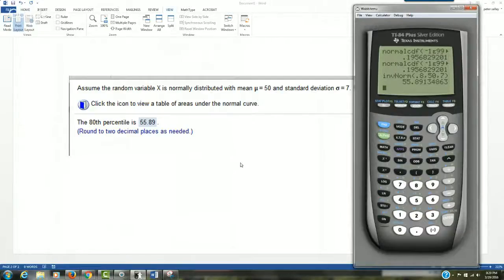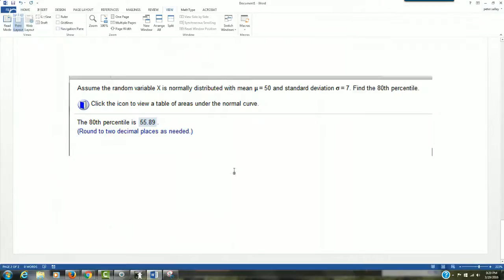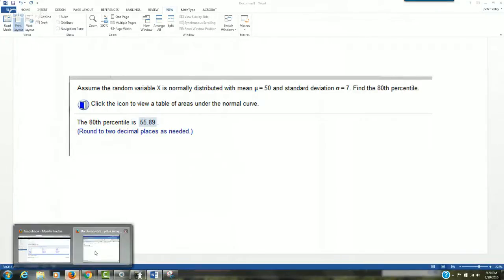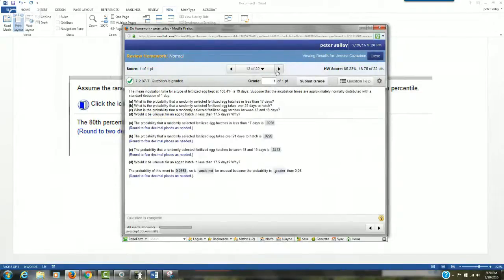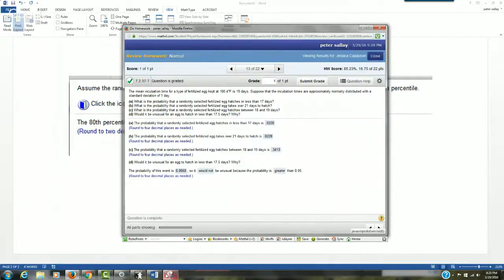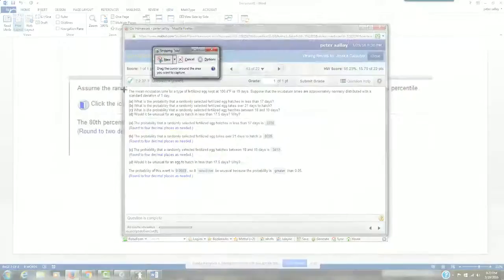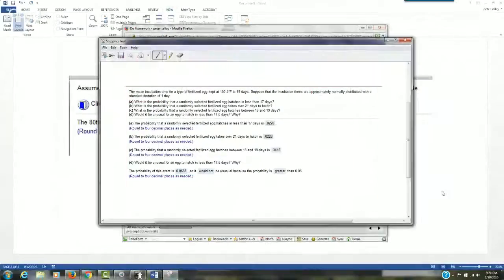So we get a lot of bang out of norm CDF and inverse norm. I mean, that's our bread and butter for pretty much most of the unit. What about that one? Yeah, I was going to say, let me read what it says. Make it bigger.